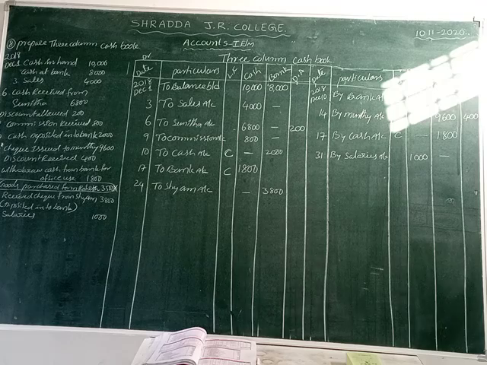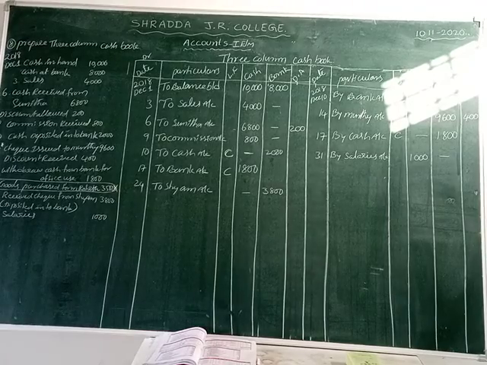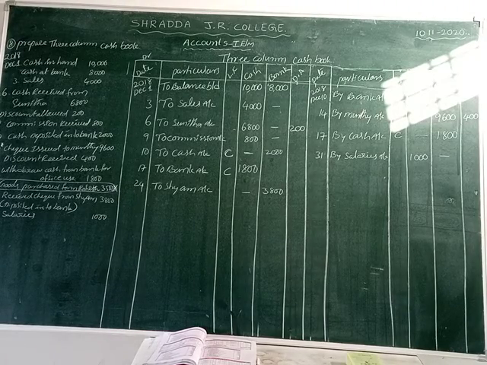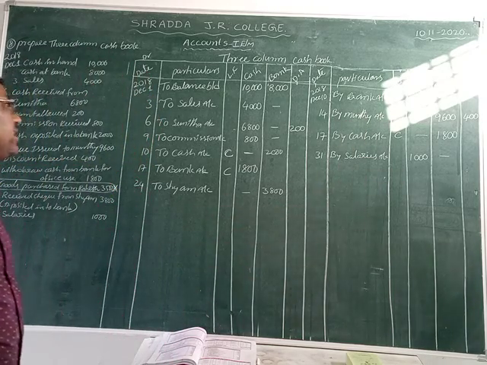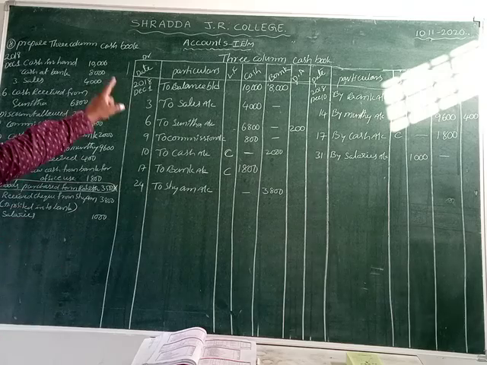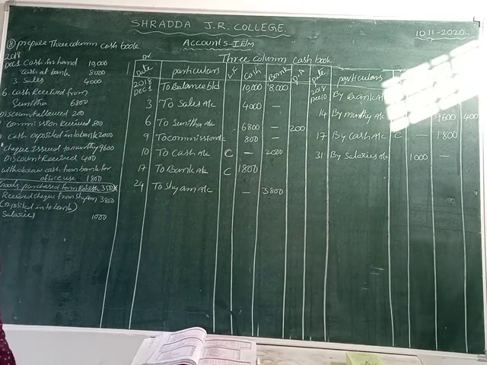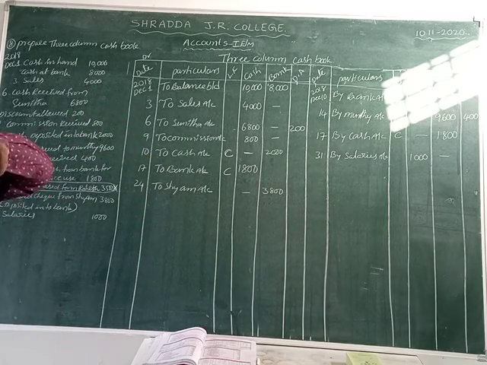These are all the transactions, and we record them in a three-column cash book. Cash receipts and bank receipts we record on the debit side. Cash payments and bank payments we record on the credit side. So which side is the opening balance, friends? The debit side is the opening balance.